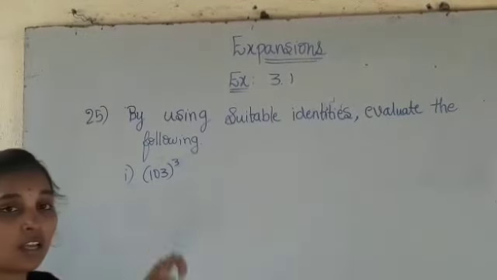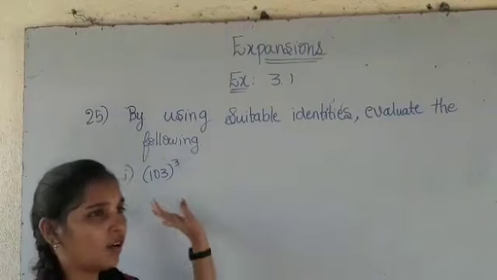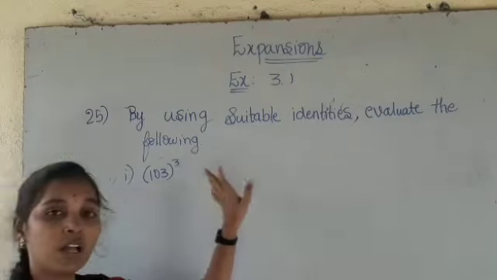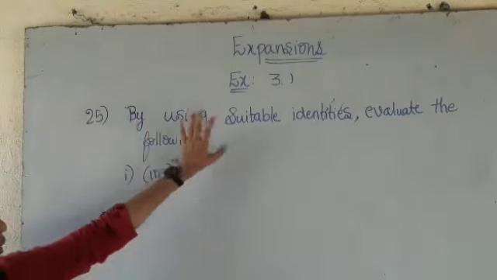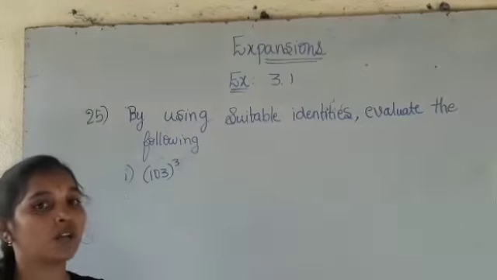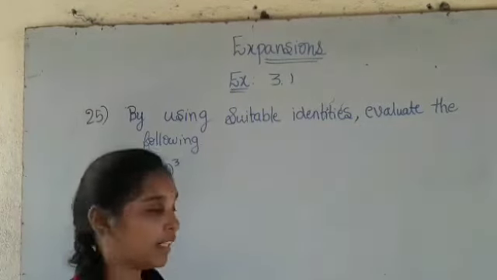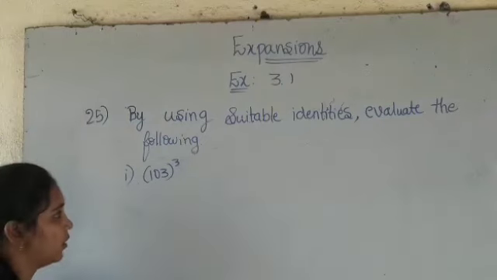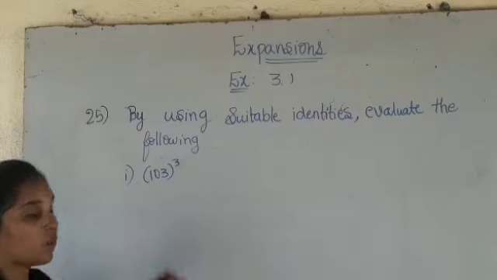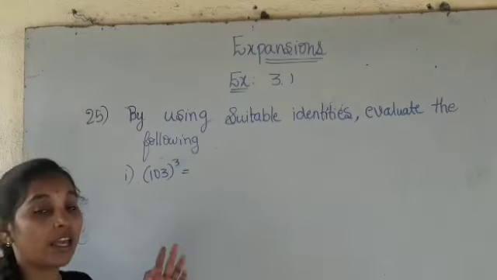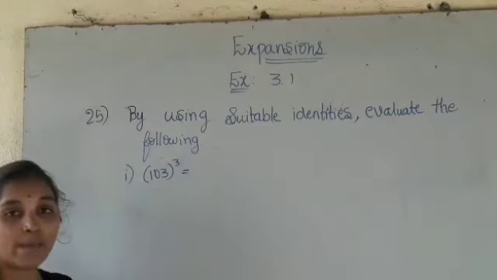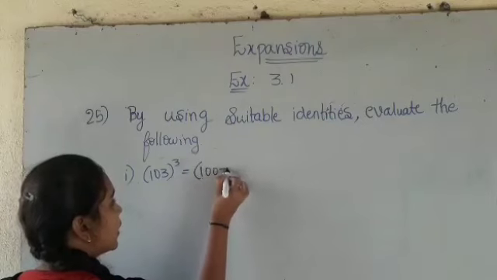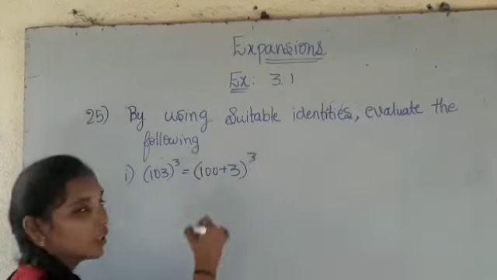Using suitable identities, evaluate the following. The first one is 103 whole cube. In the previous question, 101 whole square was there, but here it is 103 whole cube. Here they didn't give any identity, we should observe and use the suitable identity. Before using it, we have to split this number. Either we can use a minus b whole cube or a plus b whole cube. Here I am taking a plus b whole cube, so we can write this as 100 plus 3 whole cube.